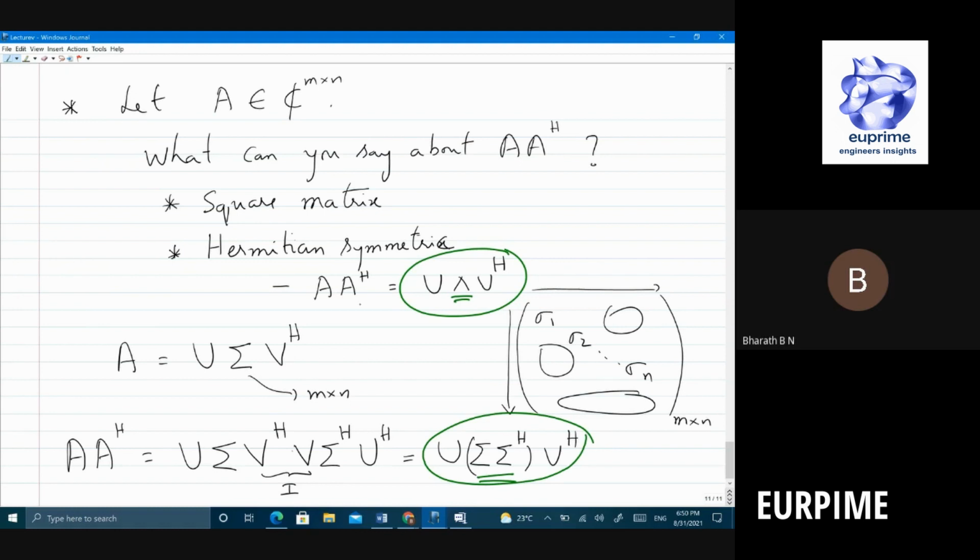Now, how do you find U? One way is the following, right? You take AA Hermitian, do eigenvalue decomposition. The matrix U that you get is your U matrix of the singular value decomposition. You get this. How do you get this? Any idea? V. What do you do? Instead of AA Hermitian, you do A Hermitian A, right?